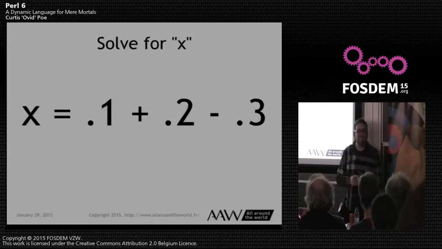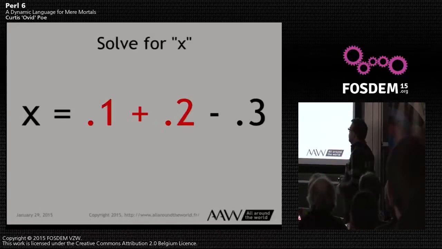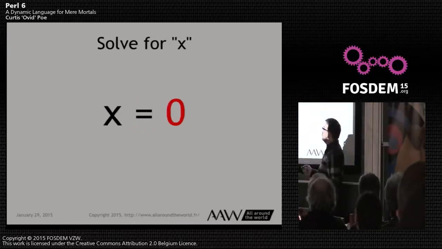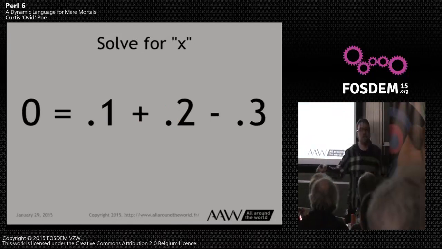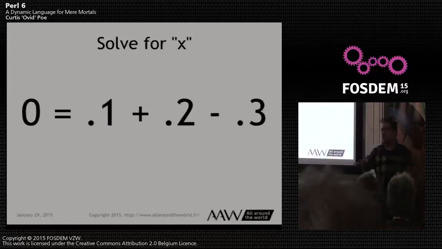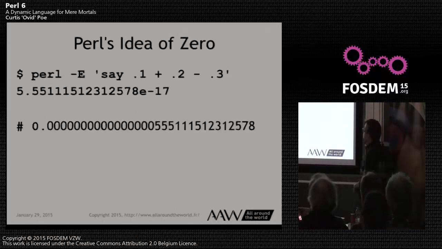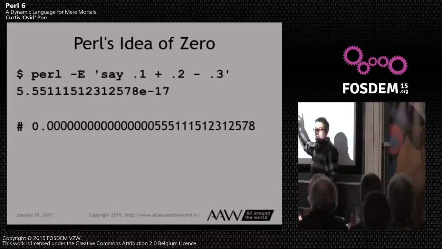Let's do it again. First of all, does this look difficult for anyone? Okay, 0.1 plus 0.2 is 0.3, minus 0.3 is 0, x equals 0, 0 equals 0.1 plus 0.2 minus 0.3. Forget about computers. Would your teachers in maths class have said this is correct? Yeah. What does Perl think about this? That's a very small number.